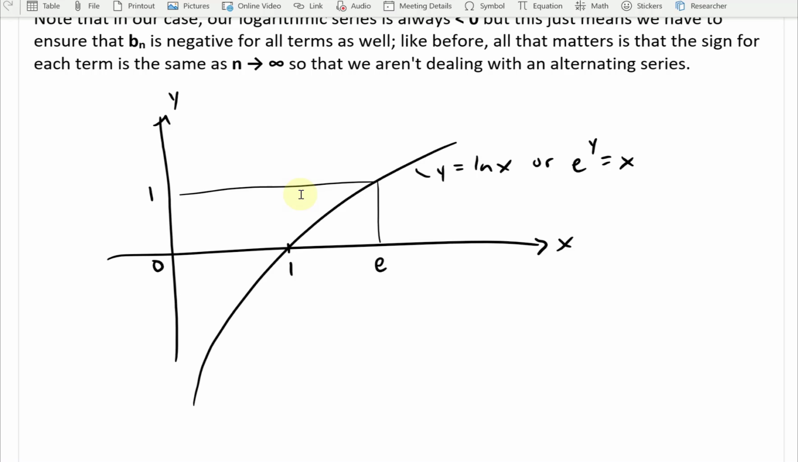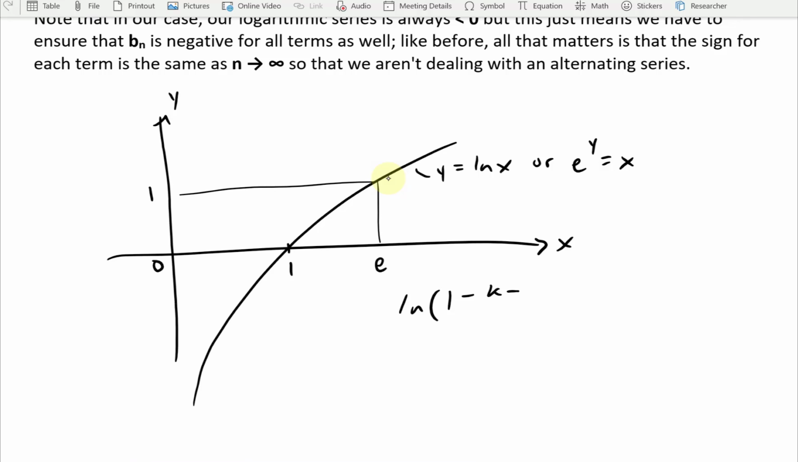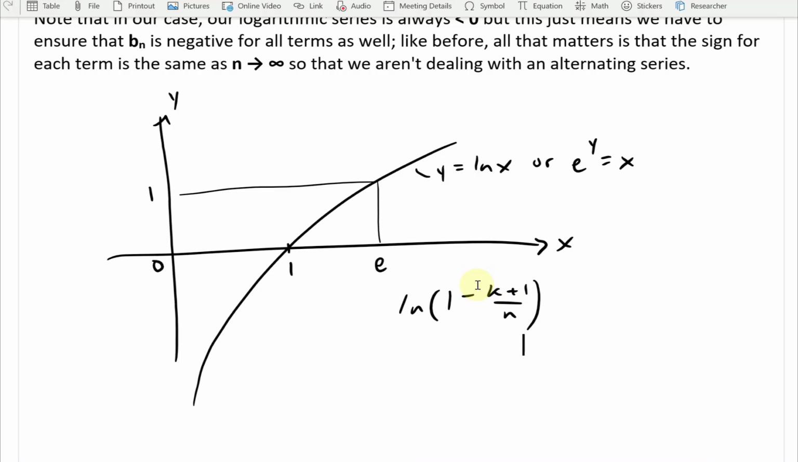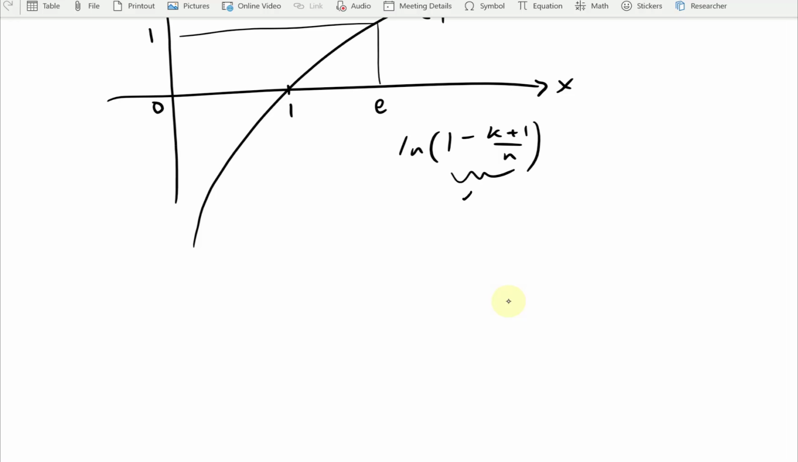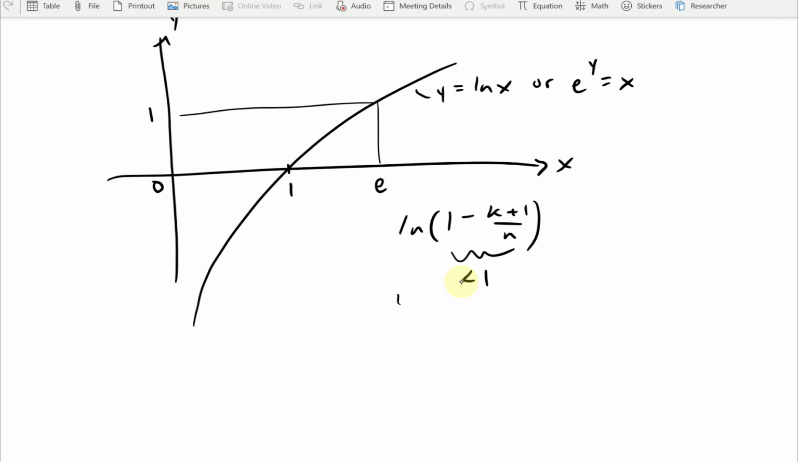And now in our case we have ln of 1 minus (k plus 1) over n. Remember, k plus 1 is less than 1, because the number k is between 0 and negative 1, so its absolute value is less than 1, plus 1. It's going to be a number smaller than 1 divided by n. So this right here is just going to be less than 1. So if this is the x part and it's less than 1, this whole thing becomes less than 0, like that.